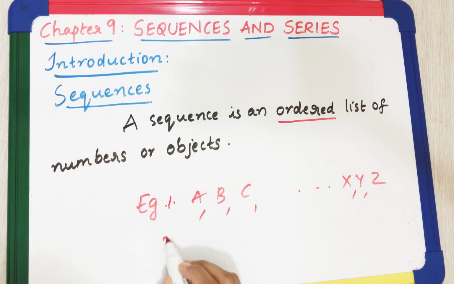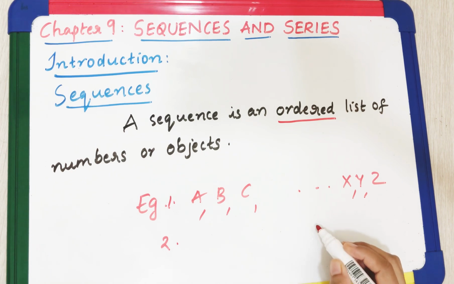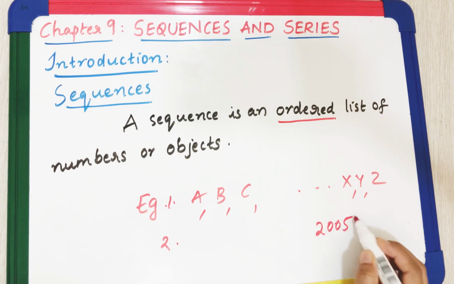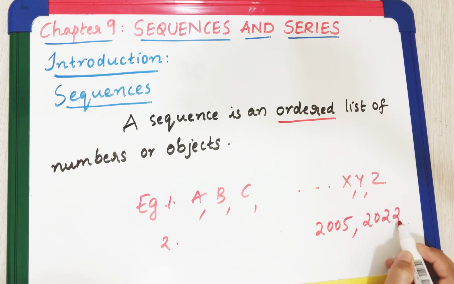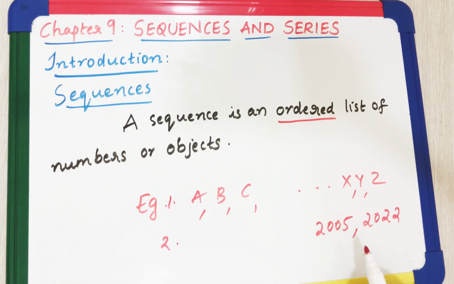Another example, we can say the amount of money deposited in a bank over a number of years forms a sequence. The amount of money deposited in a bank over a number of years, say from 2005 to 2022, will form a sequence. Or we can say the population of human beings at different times, in the same time period 2005 to 2022, will form a sequence.